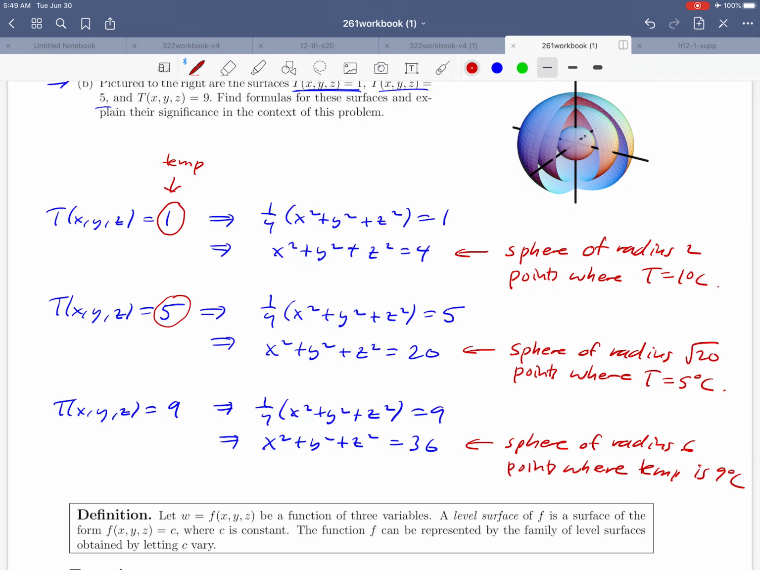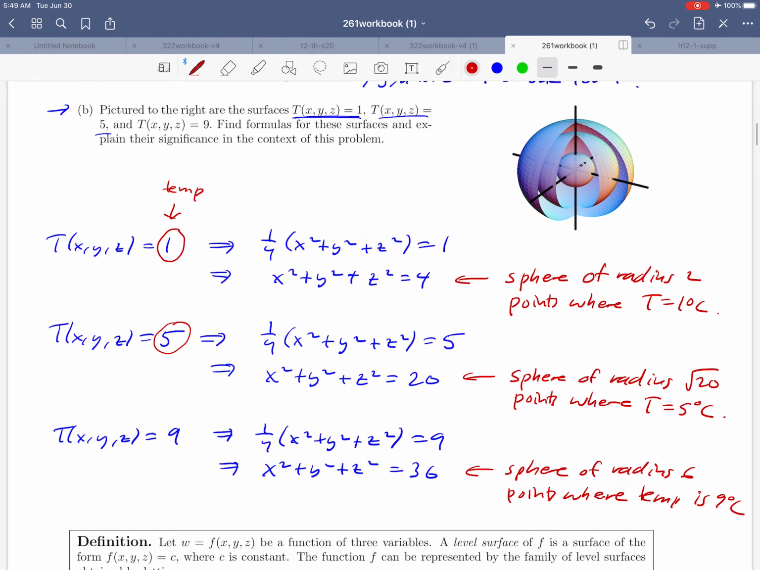Okay, and one last thing we might do on this problem is to go back up and see, they gave us a picture and said that this picture contains 3 surfaces and each surface matches one of our formulas. Looking at the relative radii, the size of these things, we can see that the smallest sphere must be the one that goes with a temperature of 1, and then the one in the middle is a temperature of 5. And then the very biggest sphere on the outside is going to go with a temperature of 9.